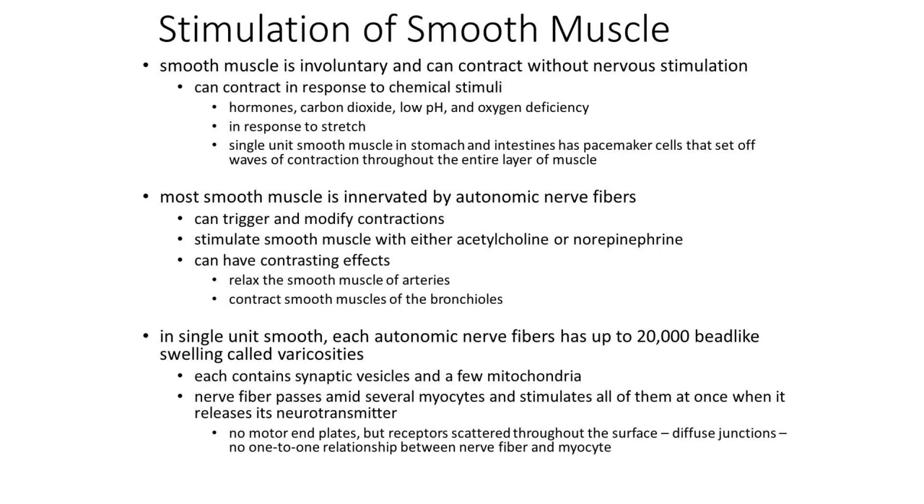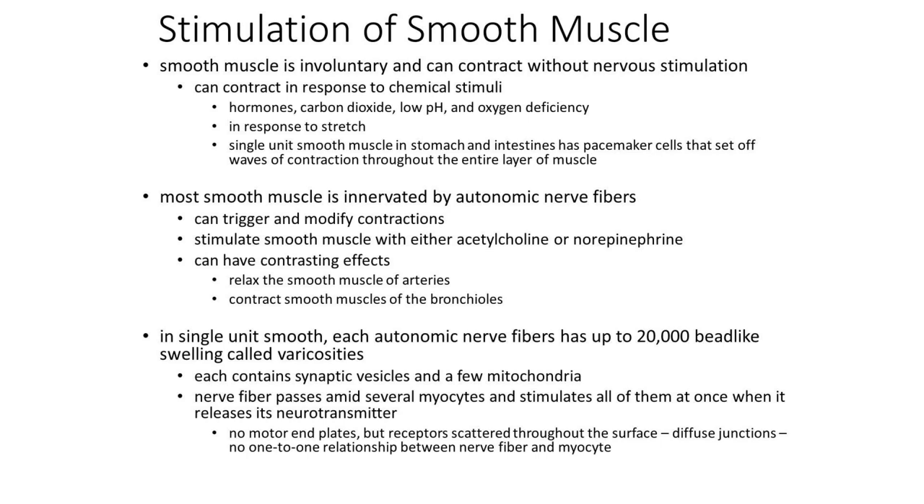So how are smooth muscle cells stimulated? As we said, it is involuntary and it can contract without nervous stimulation. It can contract in response to chemical stimuli, such as hormones, carbon dioxide, a lowering of your pH, or an oxygen deficiency. It can respond to stretching.